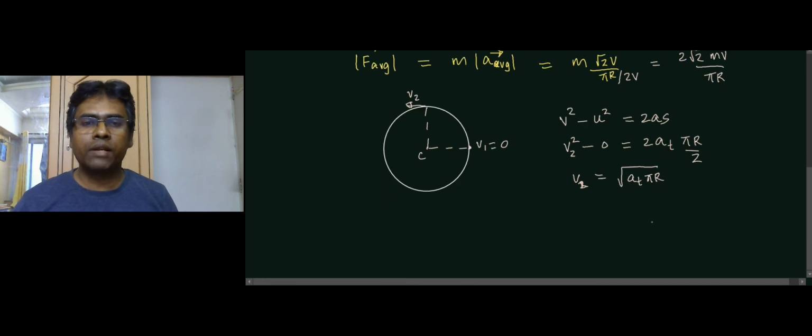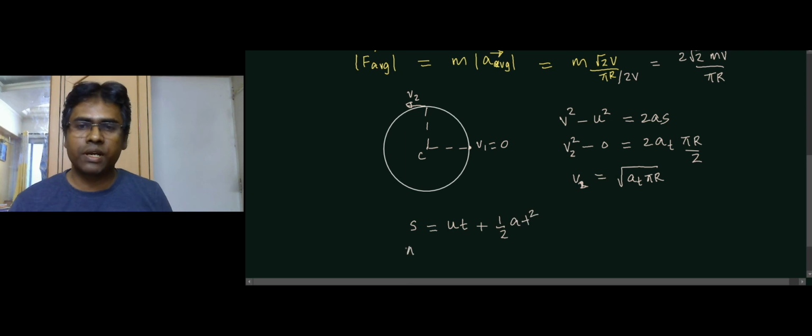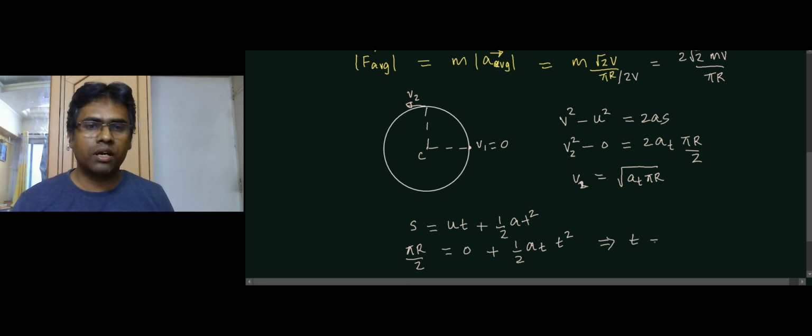Now for the time, we can use the other kinematic equation, s equals ut plus half a t square. Again here s is the distance covered, which is pi r by 2. The initial velocity is 0, plus half the tangential acceleration into time square. So t comes out to be the square root of pi r by a_t. Whatever final velocity we have is the change in velocity's magnitude, because the initial velocity is 0. So we have the change in velocity and the time taken.